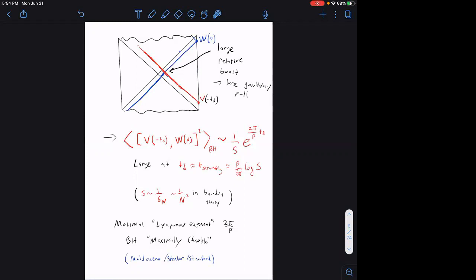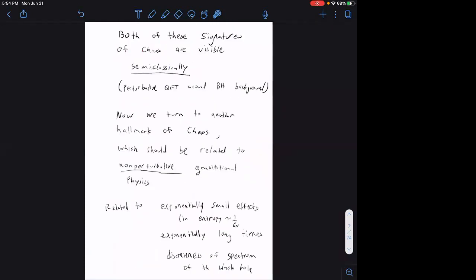And this can be studied using this observable, the commutator squared, which measures the effect of V in the past on W at time 0. And the behavior of this function in gravity turns out to be an extreme example. This is discussed by Maldacena, Shenker, and Stanford. This observable grows exponentially with some maximal rate. And so in some sense, these black holes are maximally chaotic. So these two signatures of chaos, thermalization and the butterfly effect, for black holes, they can be seen semi-classically.